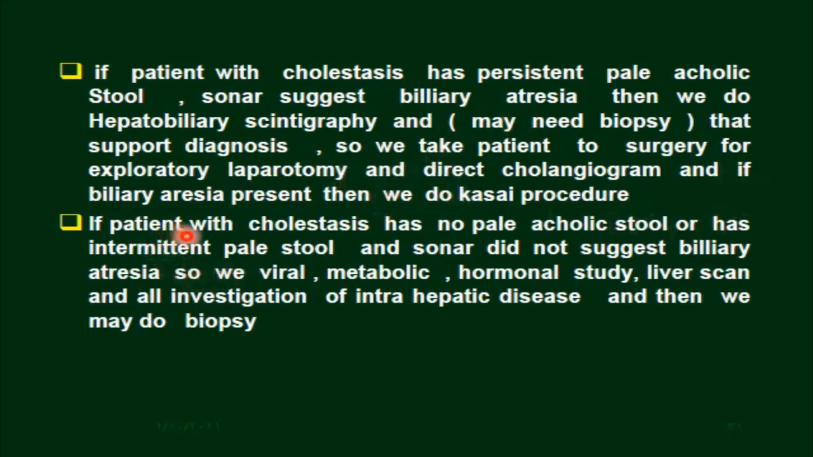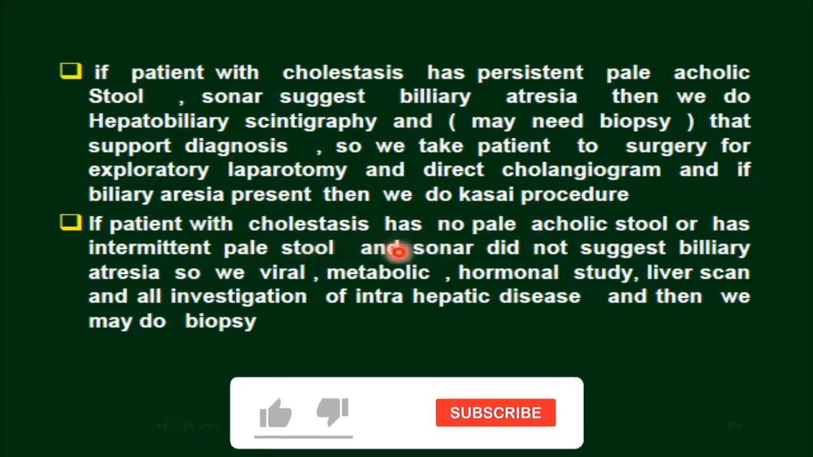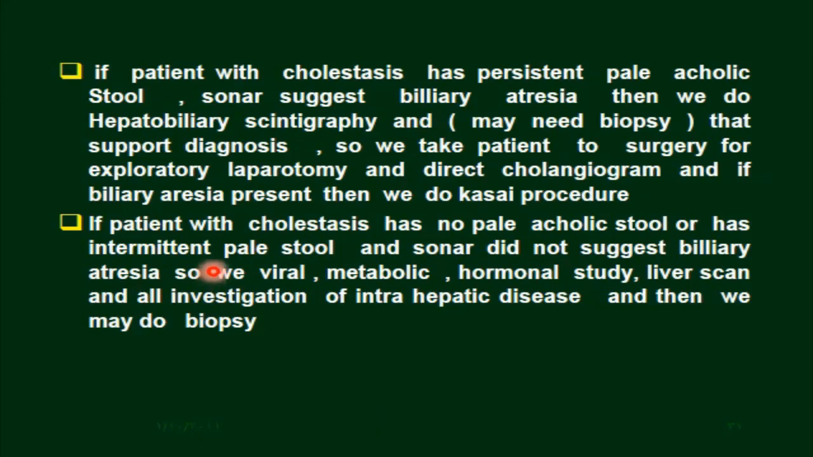But if the patient with cholestasis has no pale acholic stool or has intermittent pale acholic stool, and the sonar did not suggest biliary atresia, so here we do next a viral study for TORCH infection, for other viral disease, for metabolic disease like galactosemia, tyrosinemia. If we suspect hypothyroidism, we do hormonal study, liver scan, and all investigation of intrahepatic disease. Then we do liver biopsy.